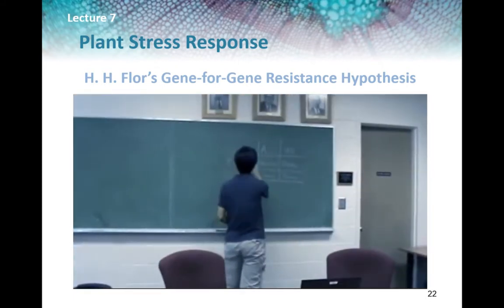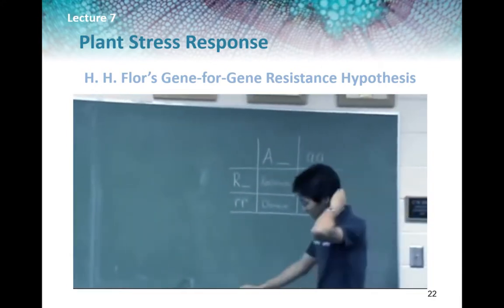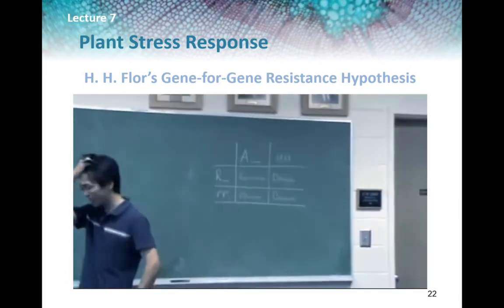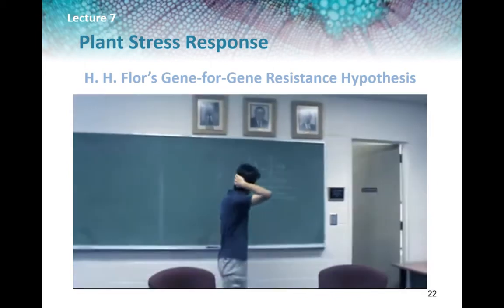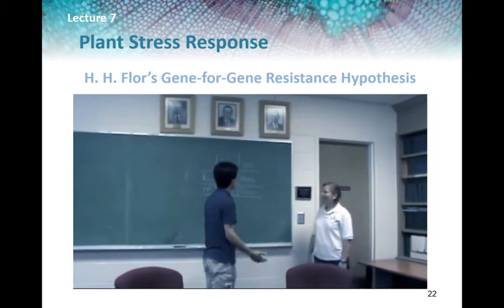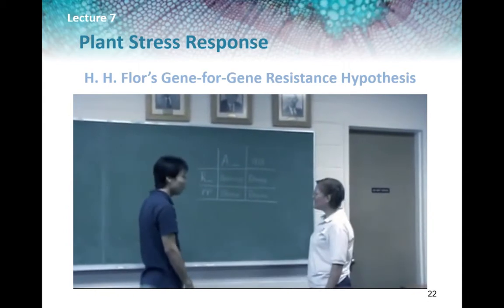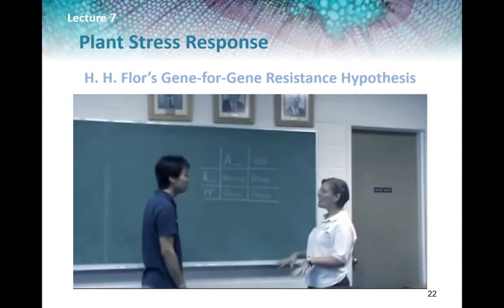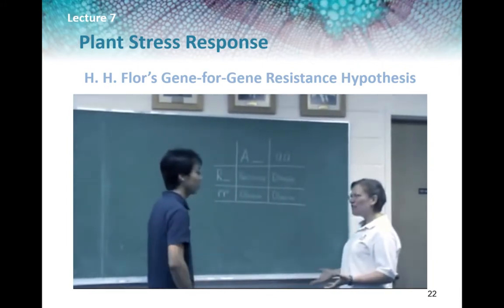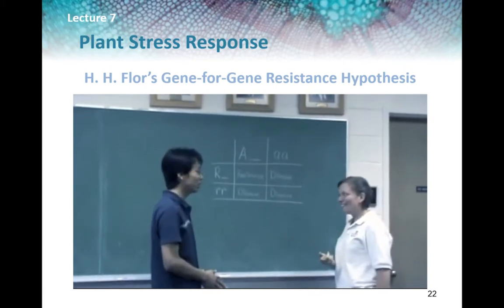Big A, big R, resistance, disease. Oh man, how can I figure out the gene-for-gene model? Oh, hey Tom, how's it going? Are you ready for the test? No, I cannot make it. I cannot figure out the gene-for-gene model. That's really easy, man. I figured it all out by watching this video on YouTube. It's this old black and white movie. I think it was made around the time that H.H. Flor came up with this hypothesis. Do you want to watch it with me? Sounds good. Yeah, let's watch it.